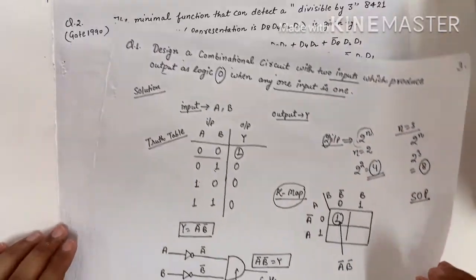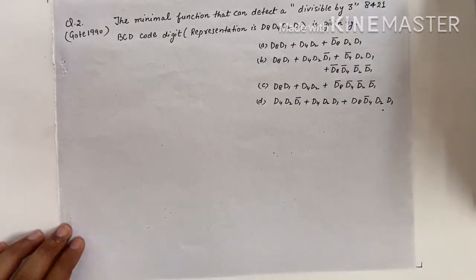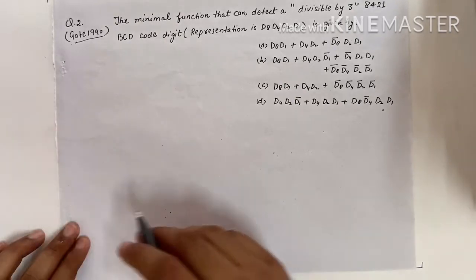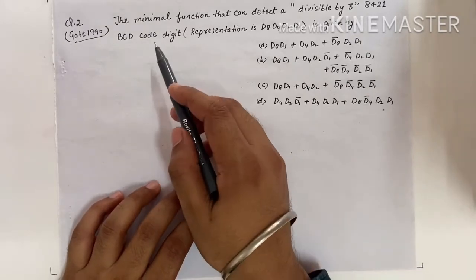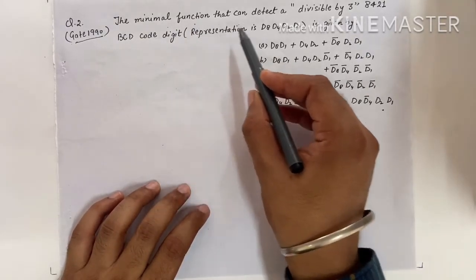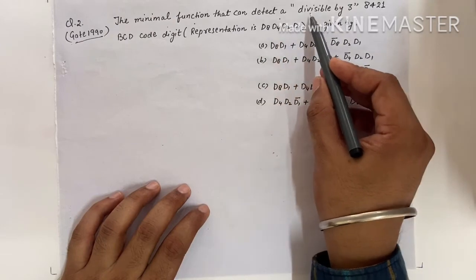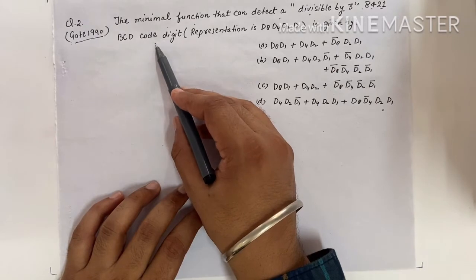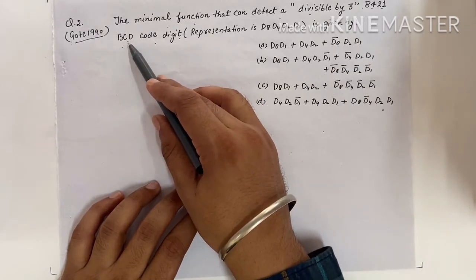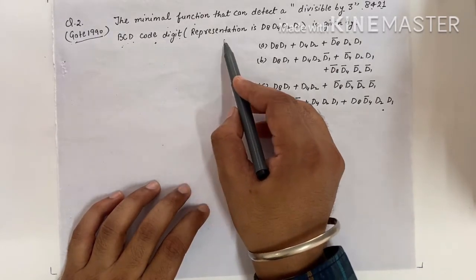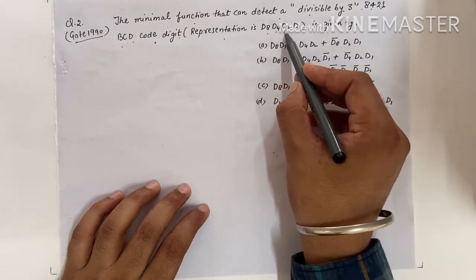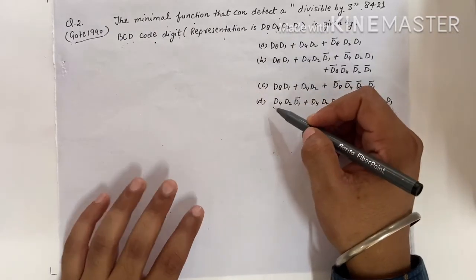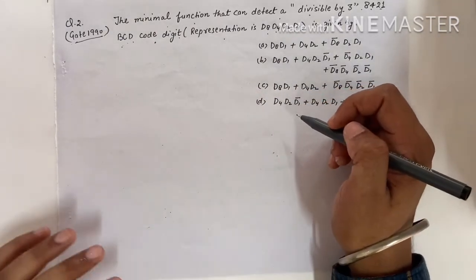Now we have to do the next problem. This is a problem asked in GATE 1990. Okay, this is the GATE problem. In this problem, the question is: the minimal function that can detect a number divisible by 3 in an 8421 BCD code digit. BCD means binary coded decimal system. The representation is D8, D4, D2, D1, given by option A, this, option B, this, option C, this. This is the question that is asked in the GATE exam.